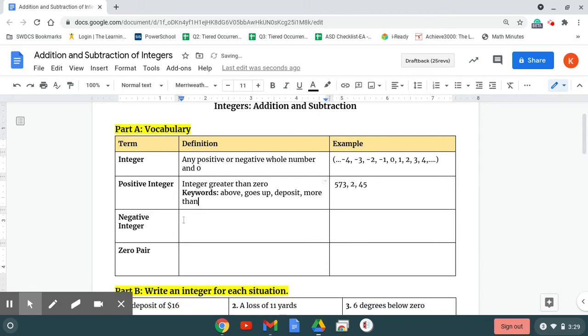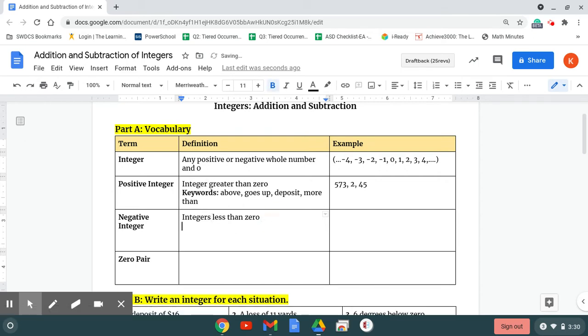Now, what about negative integers? What are negative integers? Positive are greater than 0. What do you think negative integers are? A negative integer is an integer less than 0.